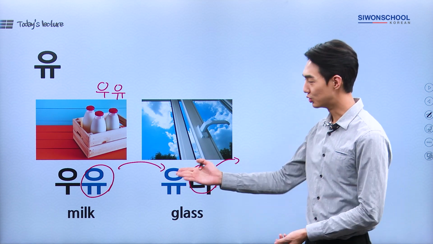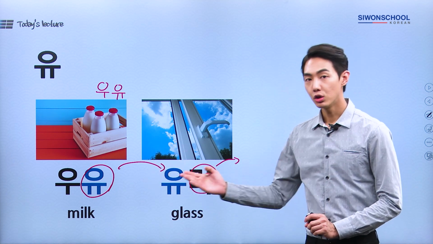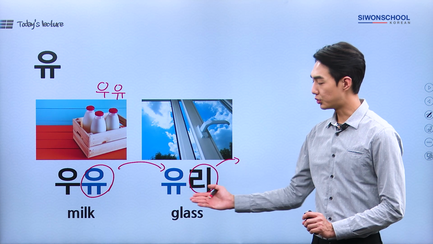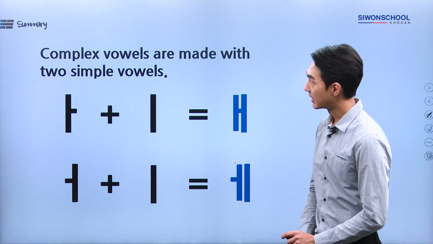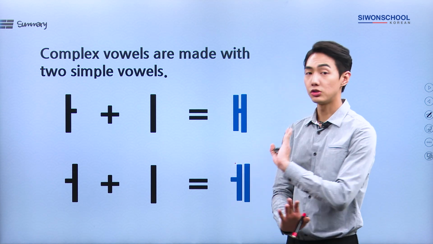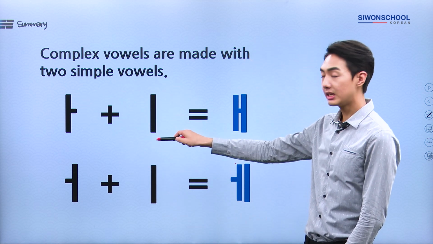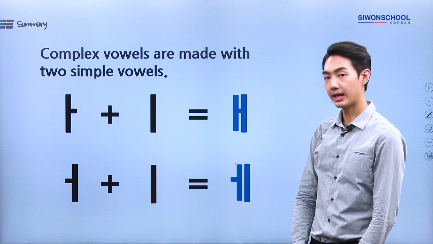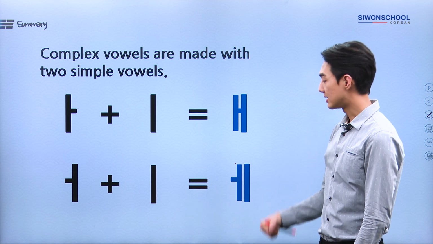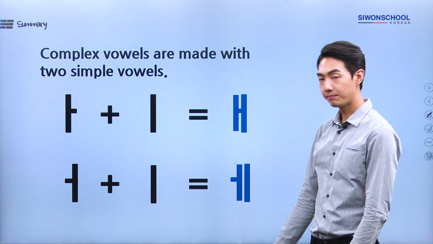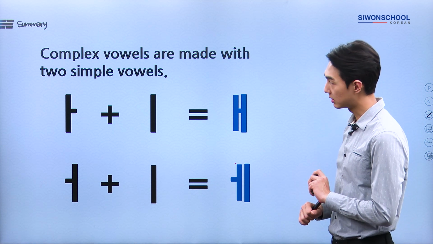Okay? So 우유, 유리. All right, repeat after me. 우유, 우유, 유리, 유리. Okay? Next one. So complex vowels are mixed from two simple vowels, like I said before. So ㅏ and ㅣ together form what? 애. And ㅗ plus ㅣ is 외. These are actually written differently, but they have a similar sound.